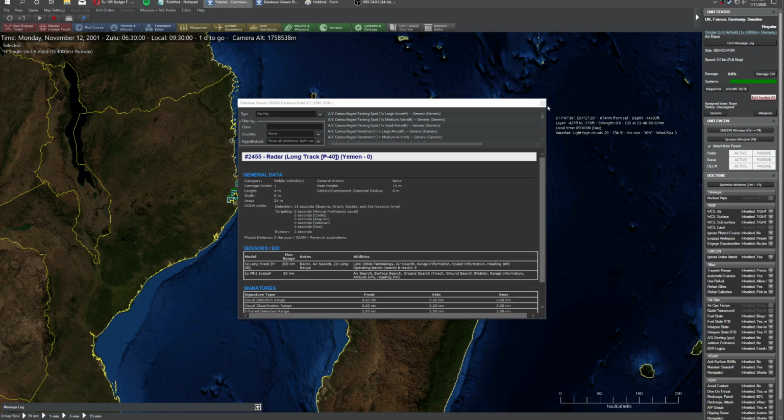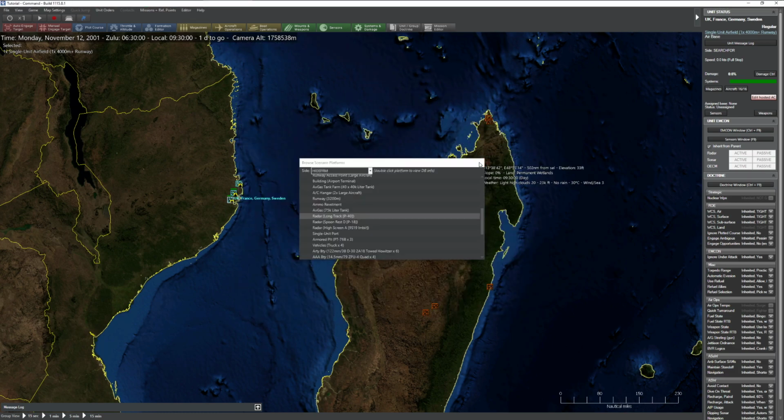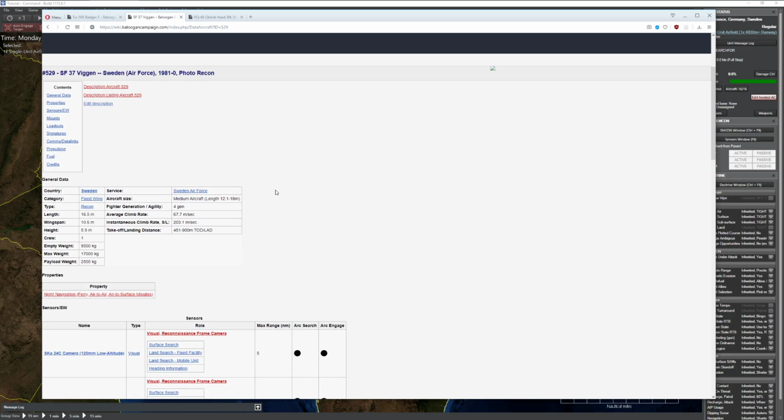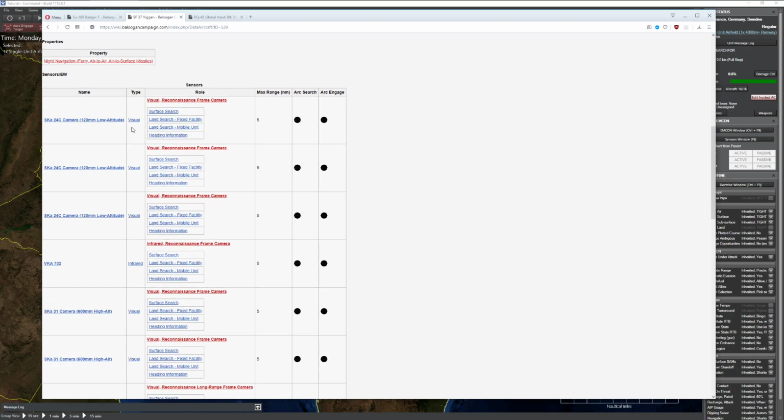So what I'm going to do now is I'm going to go scoot over to the wonderful Blue Goon campaign wiki real fast. And the reason I'm doing this is I want to show you how you can use that information to figure out what you need. So first thing I'm going to do is I'm going to grab myself an SF-37 Viggen. Viggens are amazing reconnaissance aircraft. They're really, really cool. Scrolling down, you'll notice I have a bunch of these SKA 24C cameras.